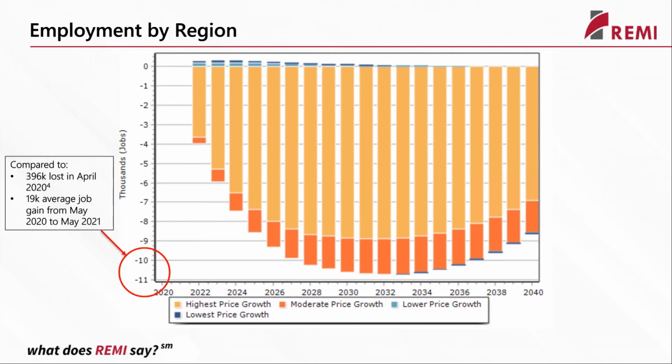Just to provide some additional context, in April of 2020, when the pandemic really started impacting the economy, 396,000 jobs were lost in Washington in that month. And from May last year to May this year, there's been an average of 19,000 jobs gained per month. So in the last year, we've seen about 200,000 jobs gained over the course of the year.